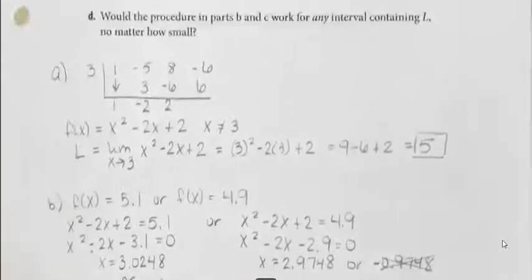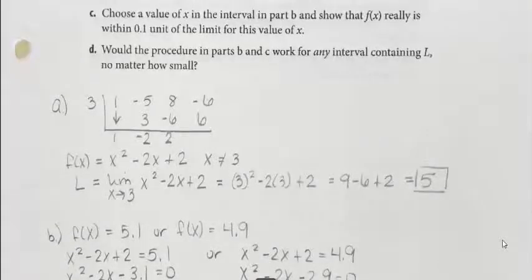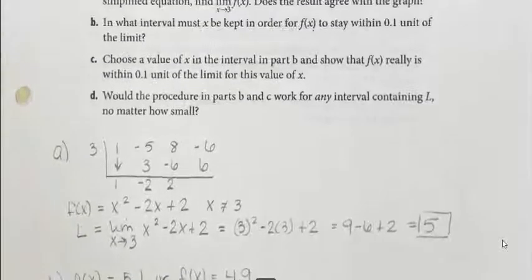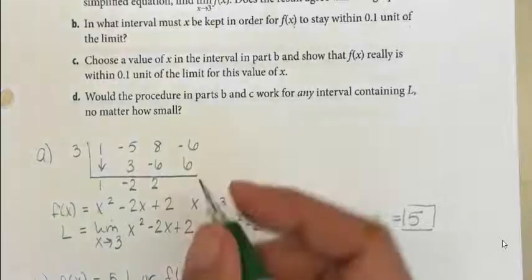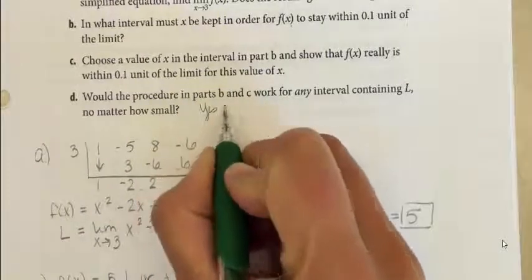Okay, and then the last one. Would the procedure in parts B and C work for any interval containing L, no matter how small? And yes, it will, because f of x stays arbitrarily close to 5 when x is close to 3 but not equal to 3. So where can I answer that? I'm out of room here. How about we just go here? Yes.